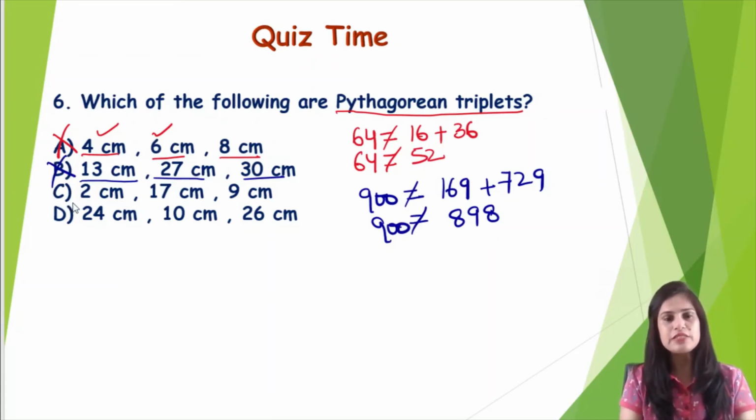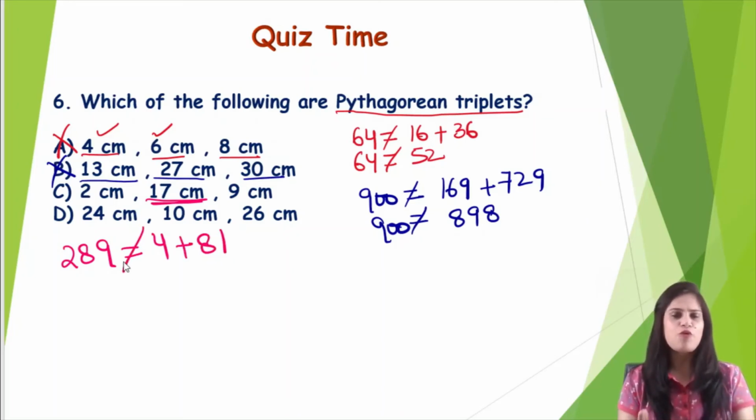Let's try for C now. The largest is 17. Square of 17 is 289. Is it equal to sum of square of other two sides? 2 square means 4 plus 9 square means 81. No. 4 plus 81, 85. How can it be equal to 289? No. Let's check for next one, that is D.